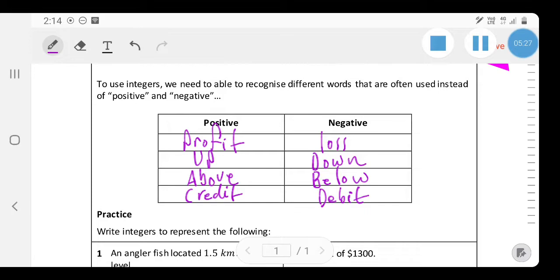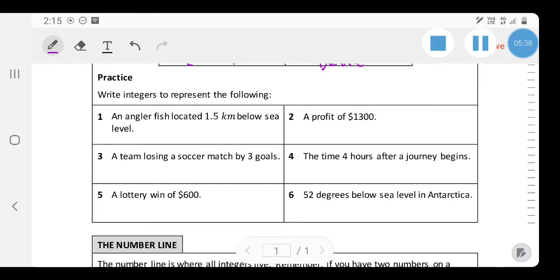So all of these different ideas can be represented by integers, and by an integer, I mean a standard old whole number with a plus or a minus sign in front of it. All right, now we're going to do a few practice problems. We're going to write some integers to represent the following situations. This ought to be really quick.